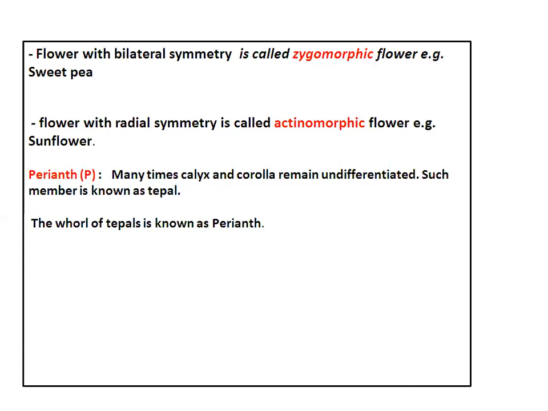And what is perianth? When the calyx and corolla fuse together or remain together and do not differentiate from each other, such a condition is known as perianth, and the member is known as a tepal. So when the calyx and corolla are fused, it is called perianth, and these fused members are called tepals. Okay. So that is about the flower.